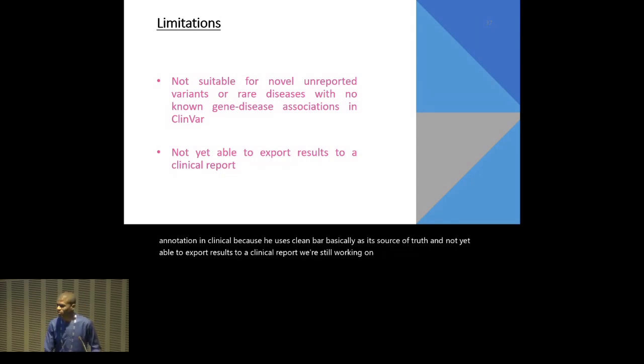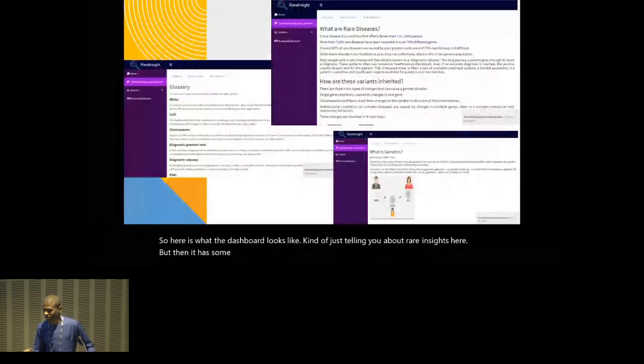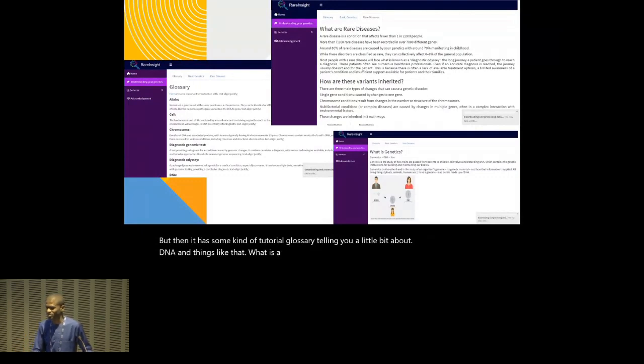So here is what the dashboard looks like. Kind of just telling you about RareInsight here. But then it has some kind of tutorial glossary telling you a little bit about DNA and things like that. What is a cell and things, just in case the users want to learn some things about genetics.